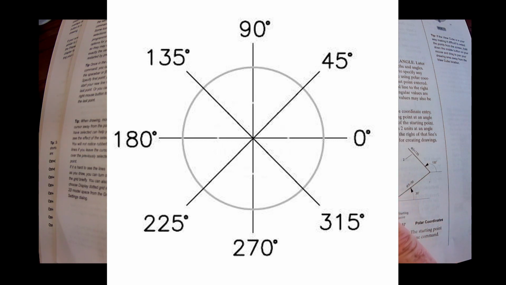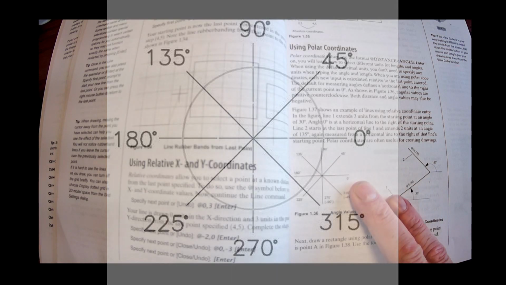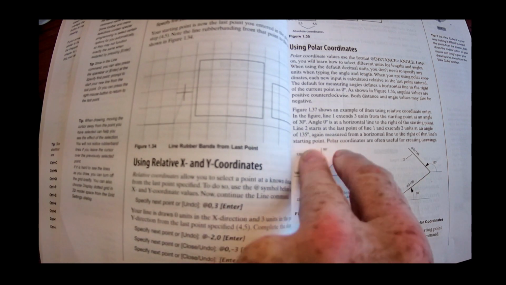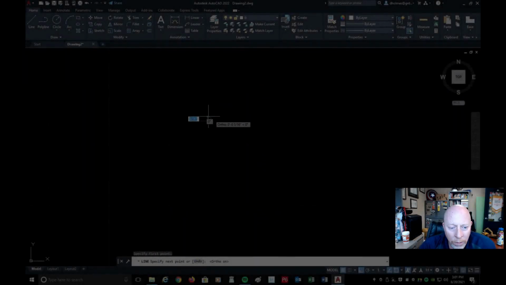And then 135, and then 180, and then 225, and then straight down is 270, 315, and then back to 0, or 360 degrees. So that works out pretty good right there. Again, those are the degrees that AutoCAD uses, so it'll be good to become familiar with that. Okay, all right, so back to drawing world here.